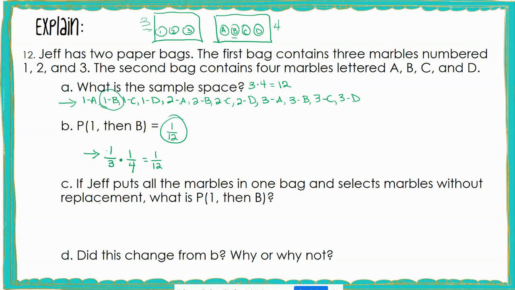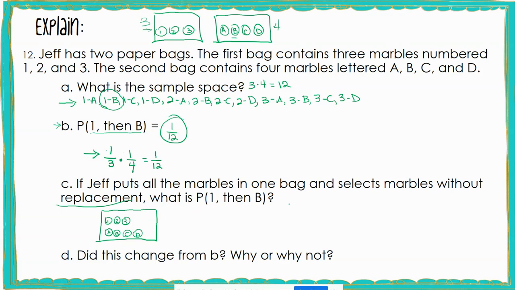Part C says if Jeff puts all the marbles in one bag and selects marbles without replacement, what is the probability of a 1 followed by a B? So we're looking for this exact same probability, 1 then B. But this time, all of the marbles are in one bag. So let's look at what this would look like. We know we have 1, 2, and 3, and we also have A, B, C, or D. And now instead of being split up, they are in one bag together.